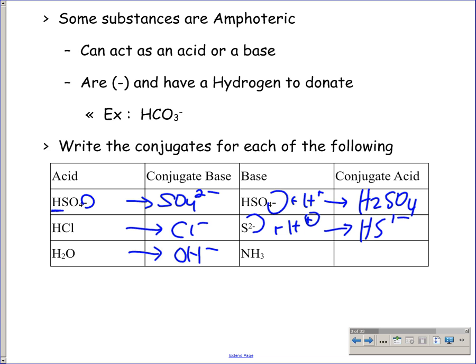And then lastly, we've got ammonia. As you add an H plus, it forms the ammonium cation. Okay, so notice that we have one example here where you have an acid and a base, but it's the same compound or same ion. Substances that can act either as an acid or as a base, meaning gain a proton or donate a proton, are called amphoteric.